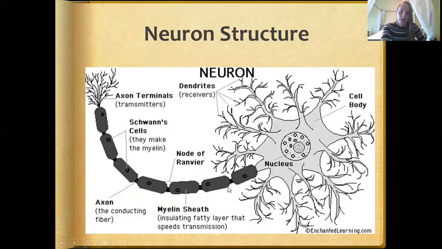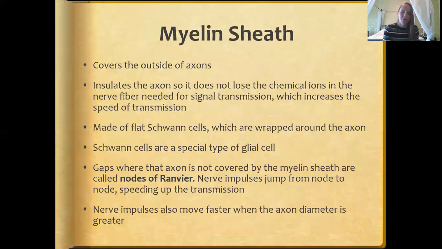And then wrapped around the axon here is the myelin sheath. The myelin sheath covers the outside of many axons. It insulates the axon so that a signal can be transferred further and more quickly, essentially because the signal is being contained within the axon and isn't slowly diffusing out of the axon. The signal can also go faster because it can jump from one node of Ranvier to the next. We'll talk about what that is in a moment.